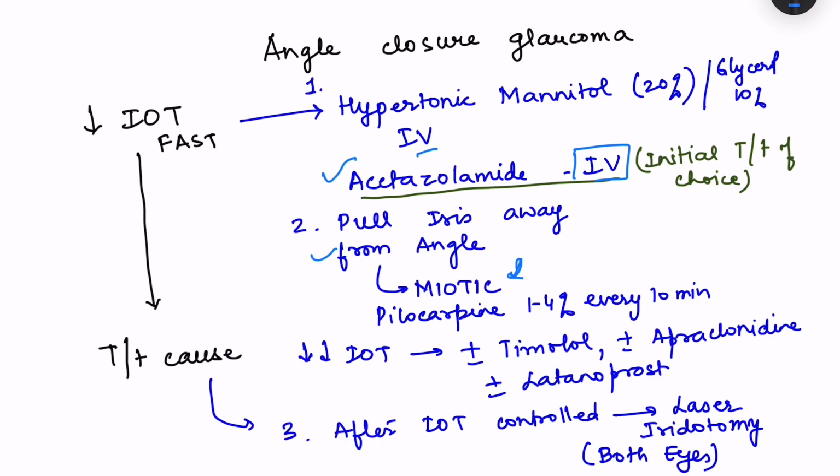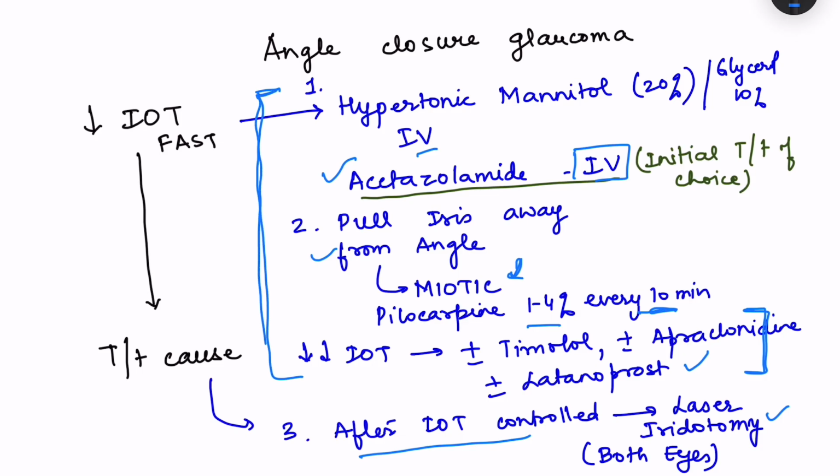So in this case, 1 to 4% pilocarpine is used every 10 minutes. Then further to decrease intraocular tension, we can add timolol, apraclonidine, latanoprost. Depending on the response, we can add single or multiple drugs. And once this intraocular tension is controlled, we have to do laser iridotomy. So first thing is to control the acute attack. By doing all these three, we are controlling the acute attack.